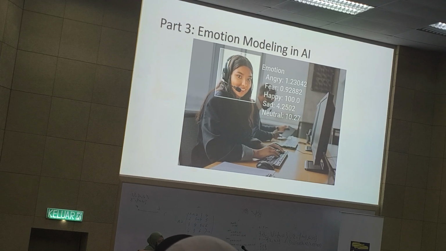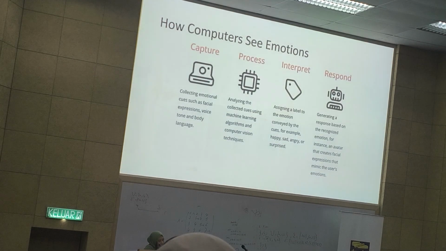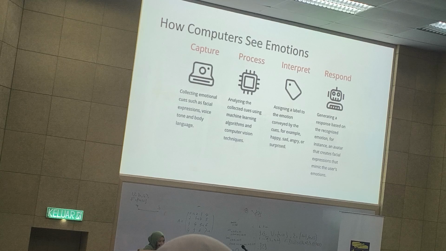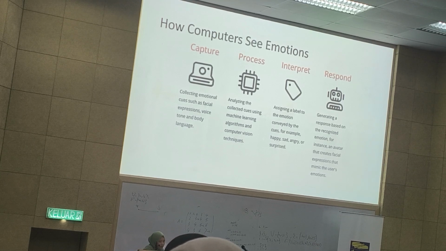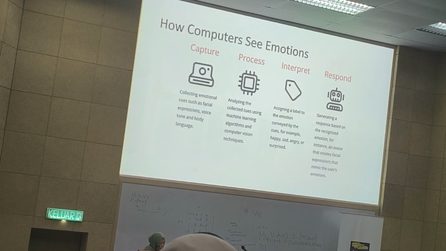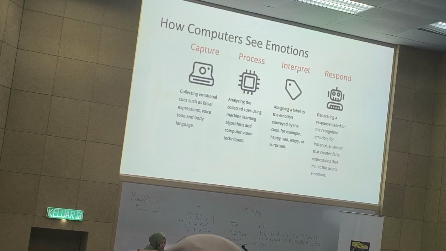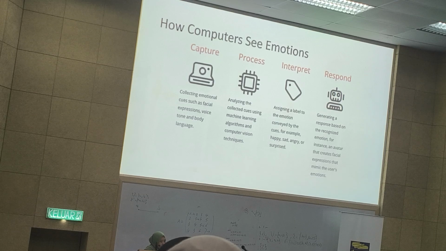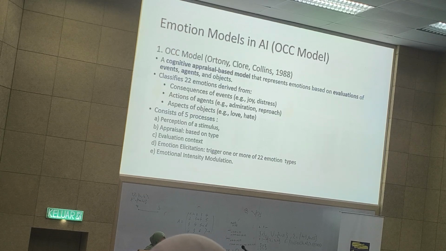Then in the next part, we're looking at emotion modeling. So this is when we try to better understand how AI systems can understand emotion from different aspects, such as facial expression, from text, from body language. Okay, so this is basically a high-level overview of how such computational systems can work.